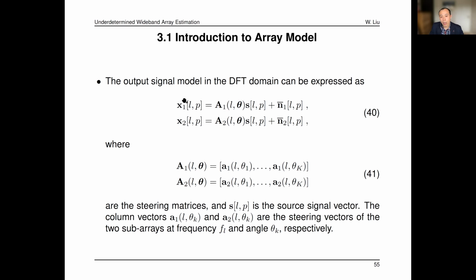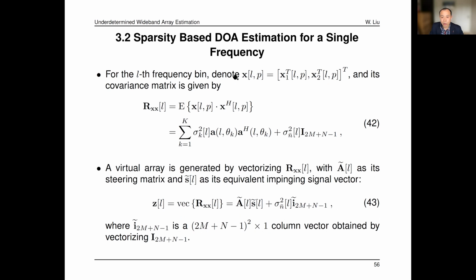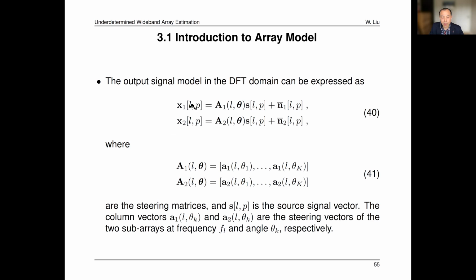And then you have this frequency domain, DFT domain data model. So the first subarray X1 LP, and you got this. This is a steering matrix for the first subarray, and this is the source vector at this block index P. Okay, and this is noise. And this is the second equation for the second subarray. So this steering matrix, and this is a steering vector for the first subarray, and this is for the second subarray.